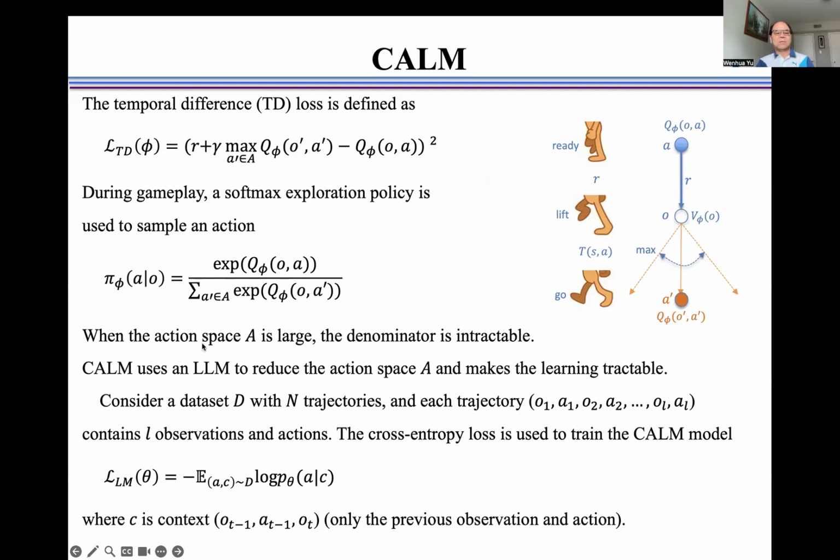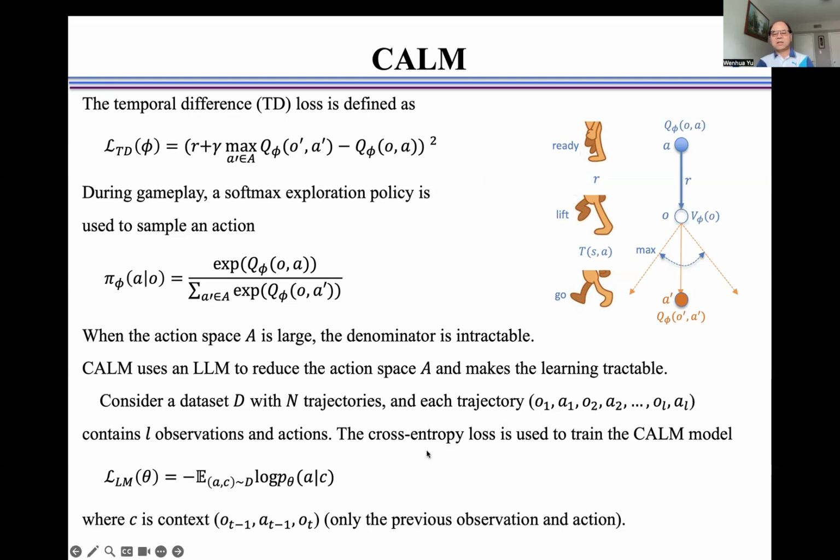When the action space A is large, the denominator is intractable here. COM uses the large language model to reduce the action space A and makes the learning tractable. Consider a database D with n trajectories, and each trajectory contains observations and actions, as shown here.